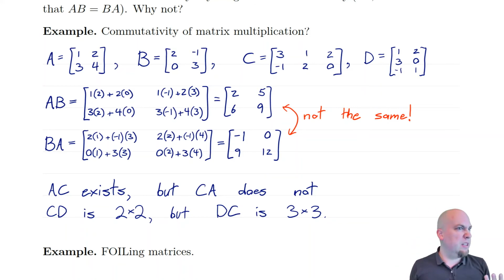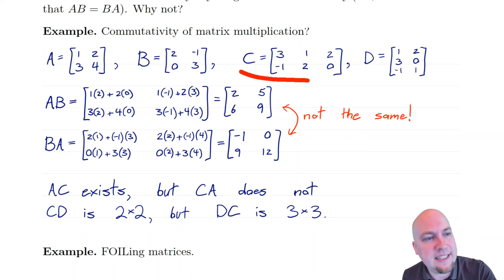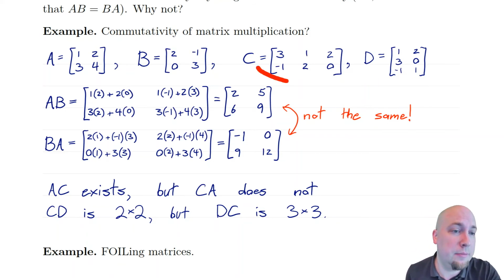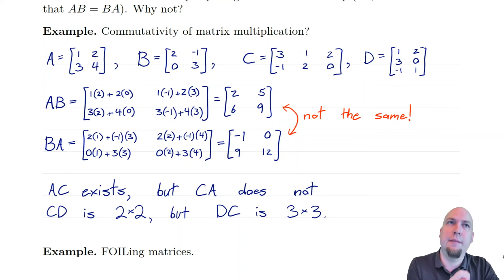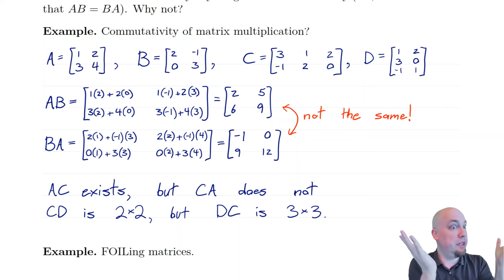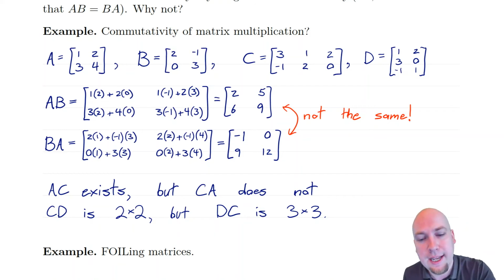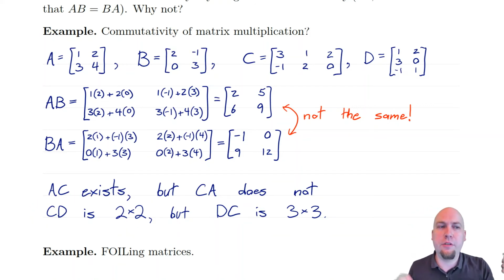And maybe even weirder than that, if you did this product C times D, that exists because it's 2 by 3 times 3 by 2. The inner dimensions are both 3, so you can do that matrix product, and you'll get a 2 by 2 matrix as an answer. But if you do it the other way around, D times C, again the inner dimensions match. It's going to be 3 by 2 times 2 by 3. The inner dimensions are 2 in this case, so you can do the product. But this time the outer dimensions are 3, so the result is going to be 3 by 3. So in this case, if you do CD and DC, they both exist, but this time they're not even the same size.